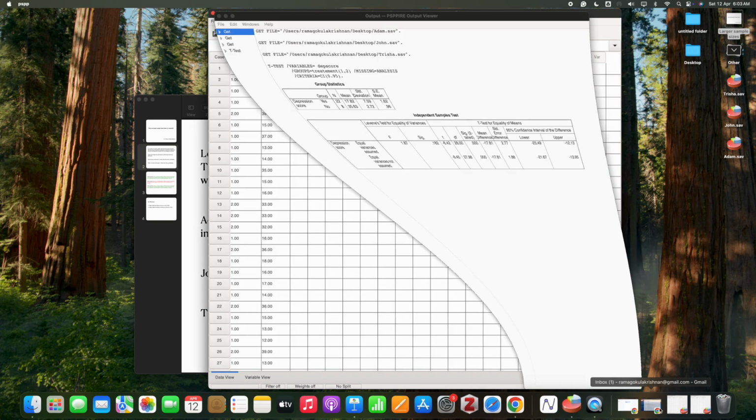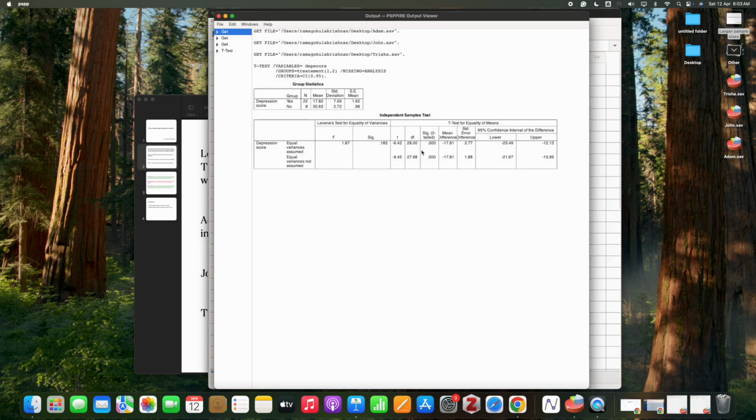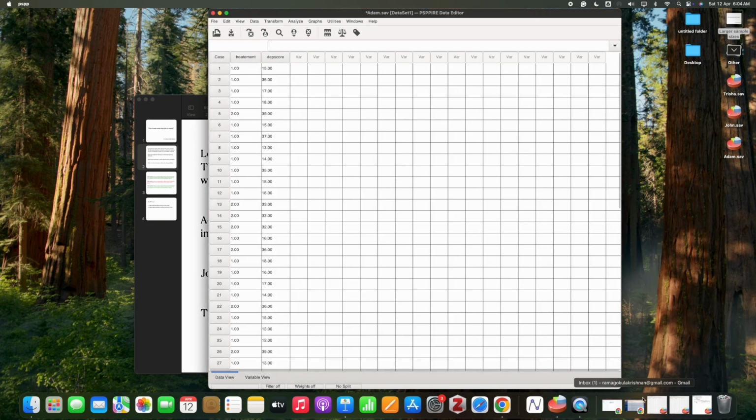So when we look at the output over here, this is Adam's output. You can see that there is a significant difference between those who have undergone treatment and those who have not. The results are significant at a very high level, and you can also see the significant difference in the mean score, which is 17.82. So those who have undergone treatment have a way lower depression score compared to those who did not undergo the treatment, right? So this is an example where we can clearly see that the treatment has worked. Now let's go to the other example. So now we're done with Adam. We'll now move on to John.